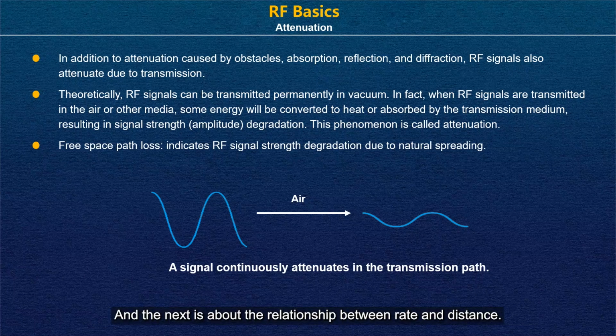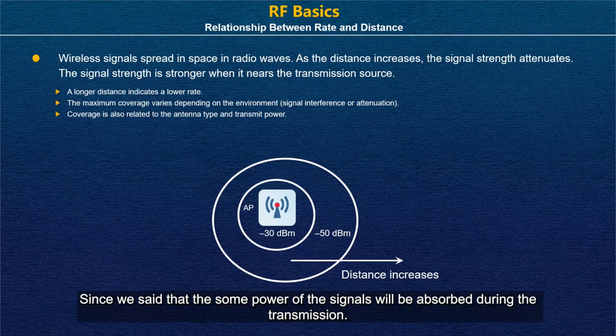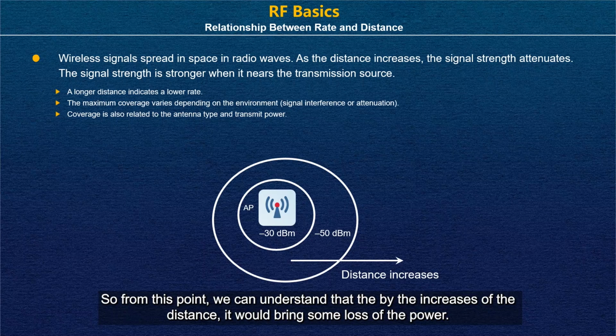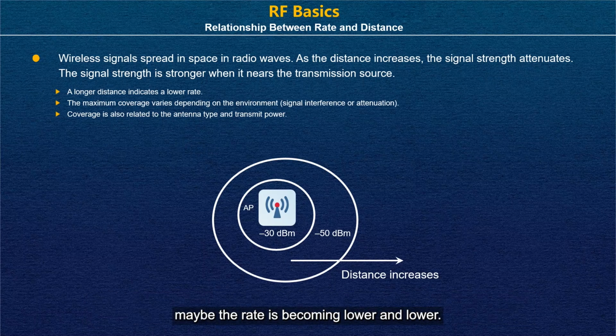Okay, and next is about the relationship between rate and distance. Since we said that some power of the signals will be absorbed during the transmission of the signal, from this point, we can understand that with the increase of the distance, it would bring some loss of the power. And when we see the relationship between rate and distance, we can also see that with an increase of distance, the rate is becoming lower and lower.